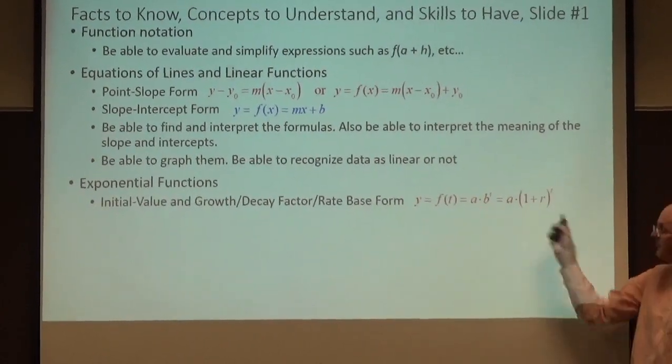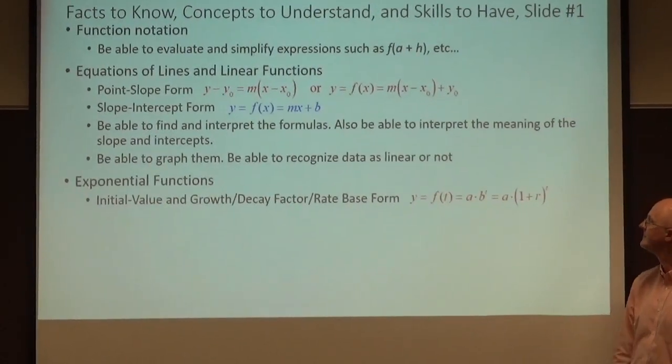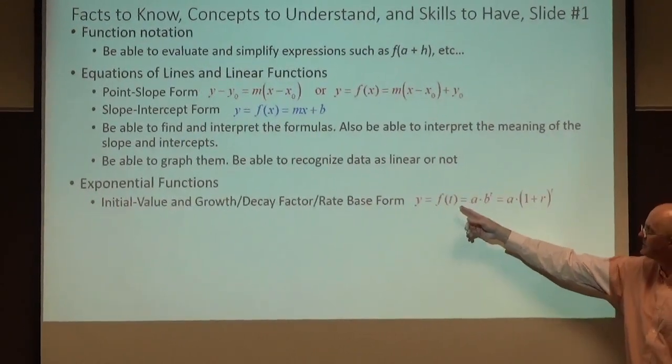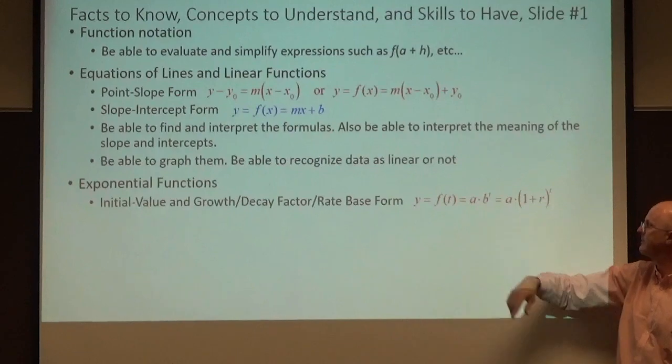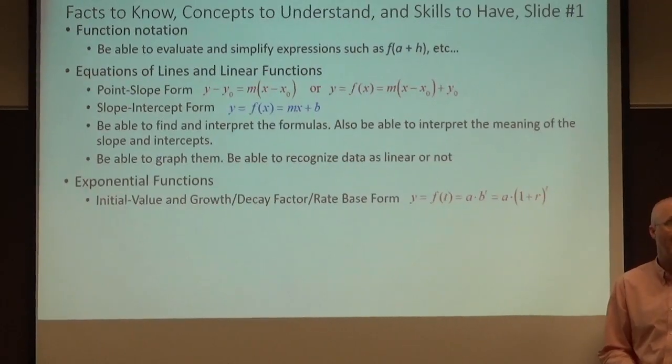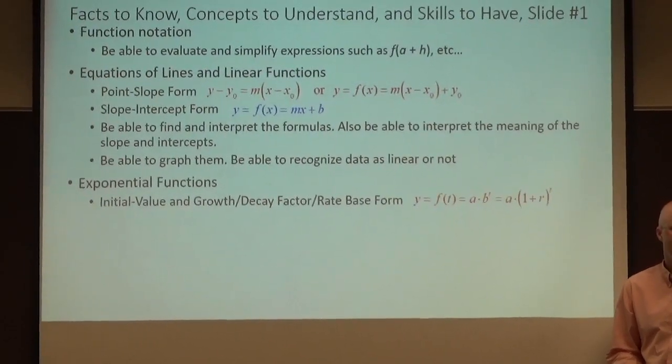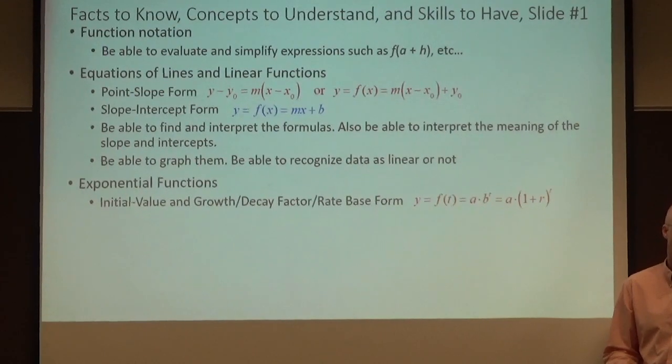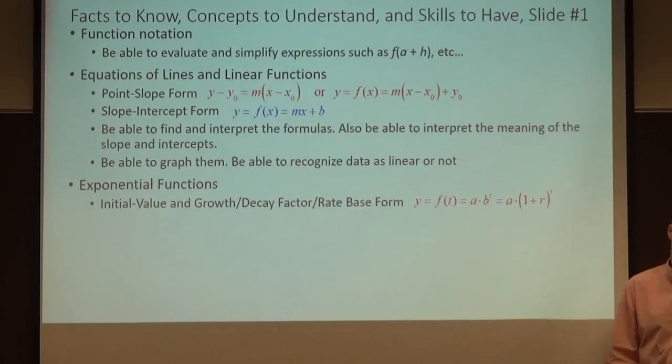I mean this form. A is the initial value. And notice I'm switching to using t for the independent variable here. I decided to go ahead and do that because the most common application of exponential functions is where the independent variable is time. Exponential growth, exponential decay often is over time. Not always, but often. So I went ahead and used the t.